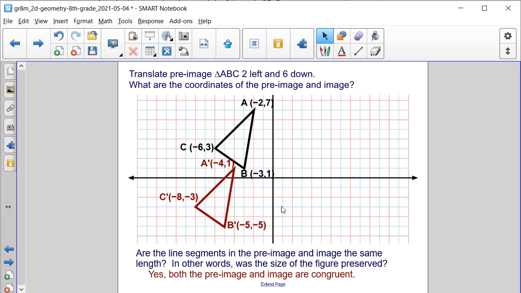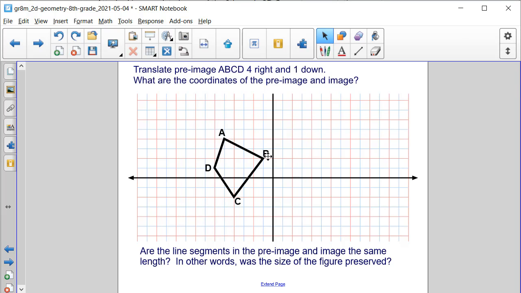So here's the solution for our last example. It shows how triangle ABC is translated to the left 2 and down 6 to get our image triangle A prime, B prime, C prime. And then the line segments of the pre-image and image do remain the same. So all of these line segments are congruent to one another, respectively, and the angle measures also remained the same.